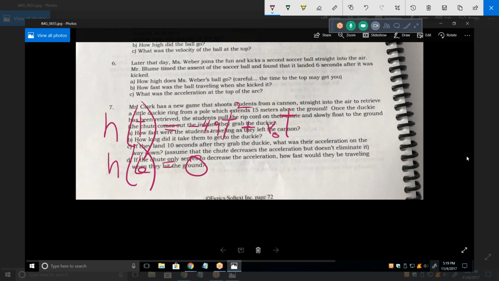Well, that's helpful. That means that if I plug in 6 for time, in other words, I know that at the end of 6 seconds, the height is 0. That's going to tell me the initial velocity. And what it's going to be is, what's 4.9 times 36? 176.4.